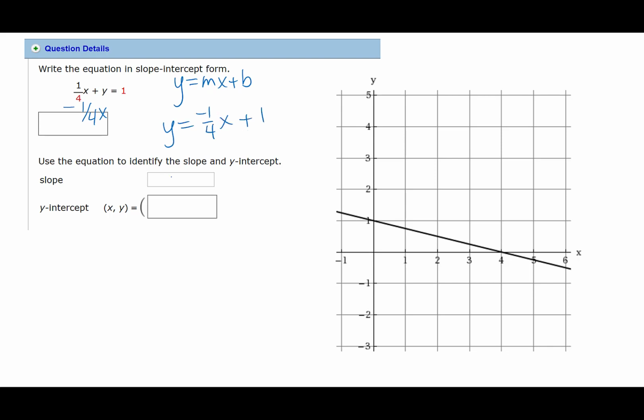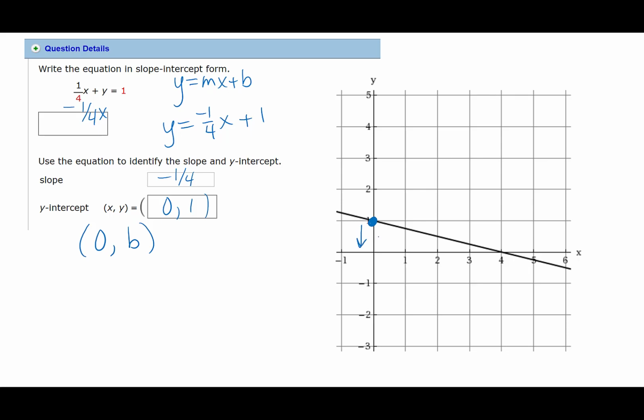The slope is the coefficient of the x value, which is negative 1/4. The y-intercept is the b, but the y-intercept is always 0, b. And so in the box, you would type 0, 1. You could also find those two answers by looking at the graph. You can see right here, the little dot in blue that I'm making, that's the y-intercept, 0, 1.